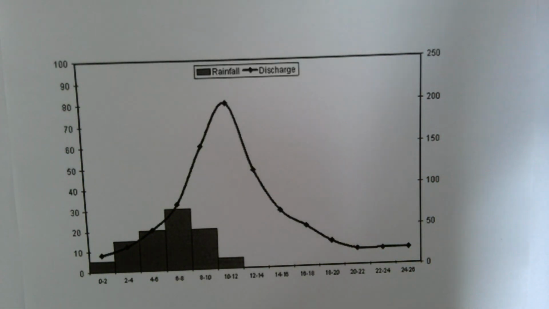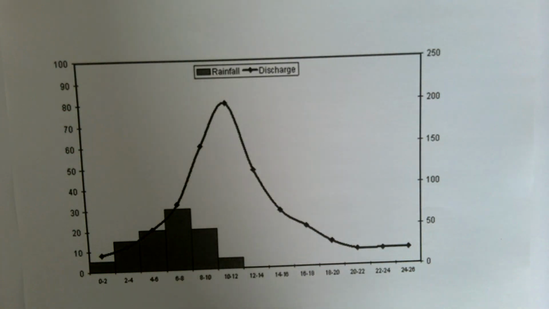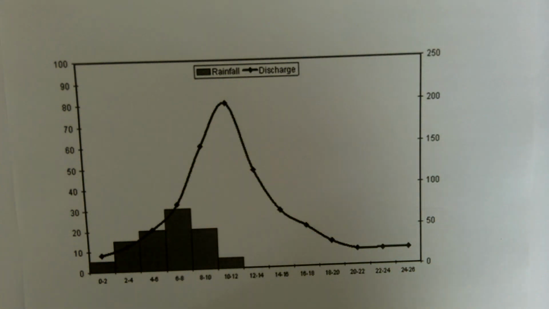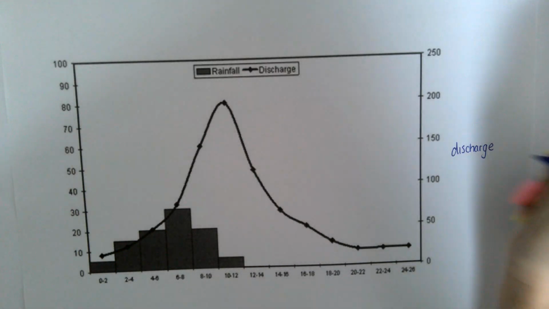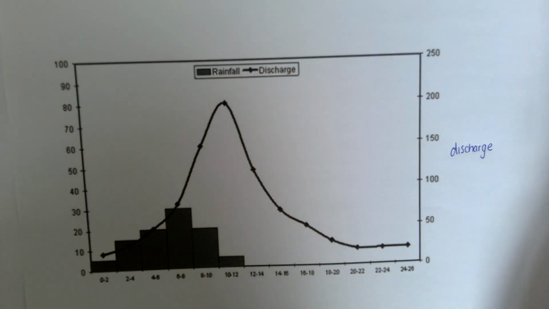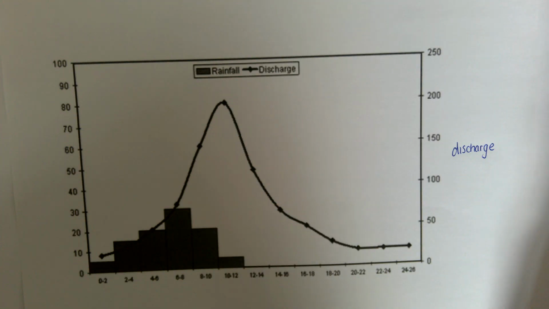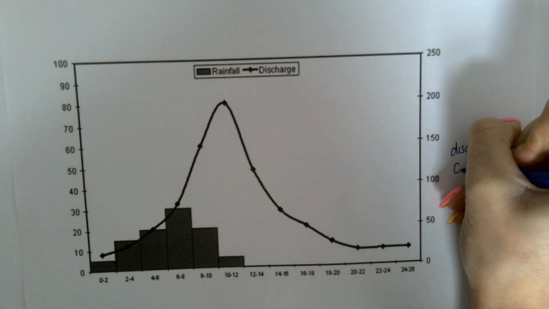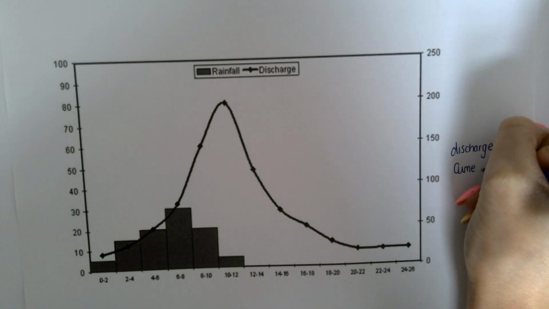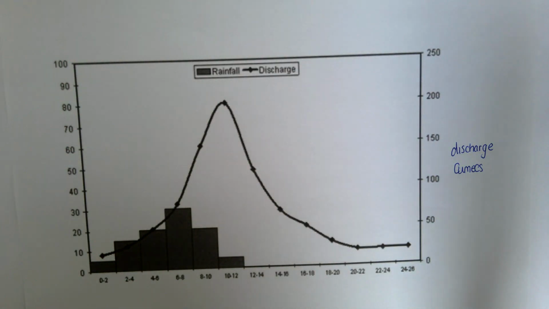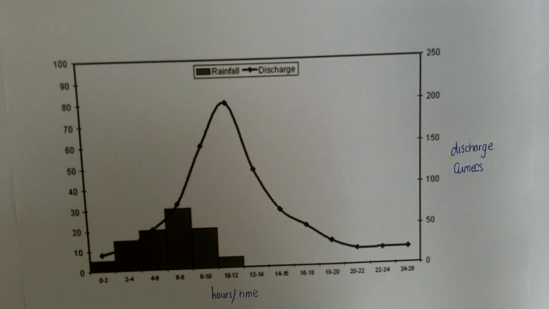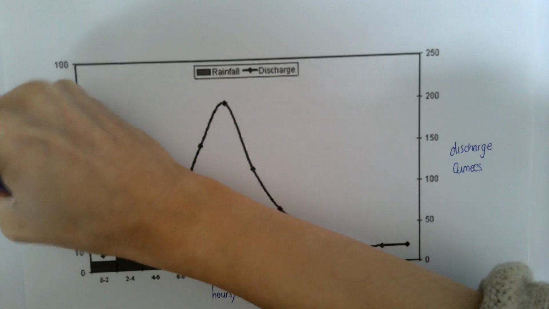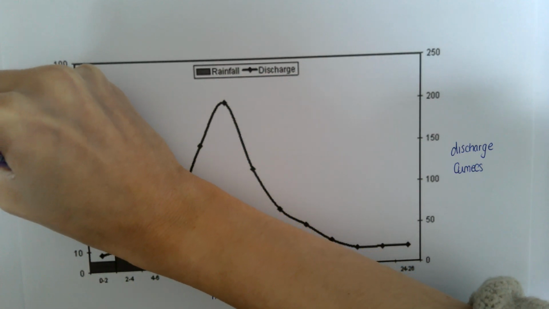So let's label our flood hydrographs to start off with. Your discharge here is on this side, which is often the volume of water in a river flowing per second. It is in cubic meters per second, so we can put cumecs, which stands for cubic meters per second. And then you also have at the bottom your hours, or time, and then along the left hand side you have your rainfall, and we're going to measure there in millimeters.